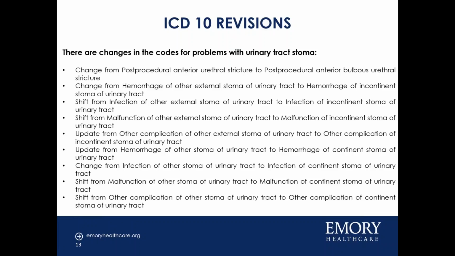We go from hemorrhage of the external stoma of the urinary tract to hemorrhage of the incontinent stoma of the urinary tract. And then we go from infection of the external stoma of the urinary tract to infection of the incontinent stoma of the urinary tract. Instead of malfunction of the external stoma of the urinary tract, we have malfunction of the incontinent stoma of the urinary tract. And then there's other complications of the external stoma, goes to other complications of the incontinent stoma of the urinary tract. And then we also have all of those codes with the continent stoma.